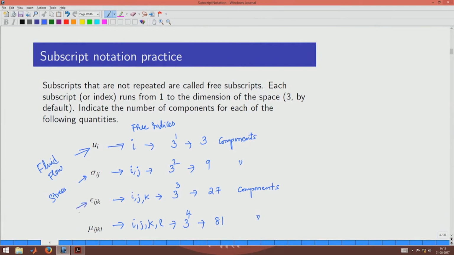Epsilon is going to be used because we want to convert the expressions that will be using the curl operator, and mu is basically going to be for us the viscosity in the most general form, and it is going to require 81 components, but then later on we will see how we are able to reduce all the 81 to just one component for an isotropic material like liquids.